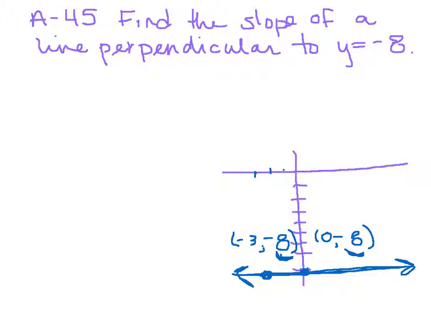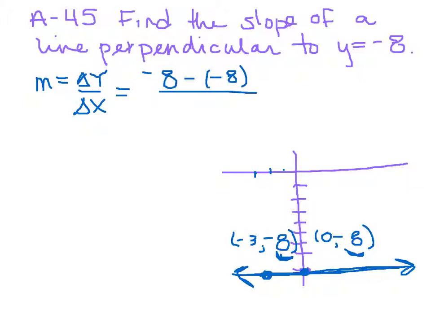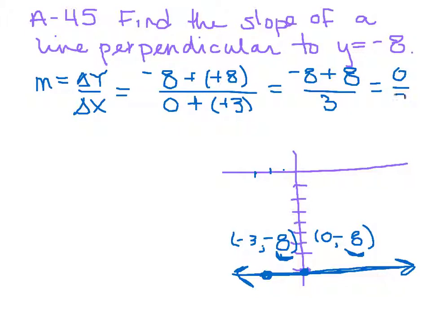Okay, so in this case, my slope is my change in y over my change in x. That's going to give me negative 8 minus a negative 8 over 0 minus negative 3. Of course, that gives me negative 8 plus 8, and a minus a minus, those both become positive, and the same thing down here, plus, plus. So that's going to give me a 3 on the bottom, and I get 0 over 3. So this line has a slope of 0.